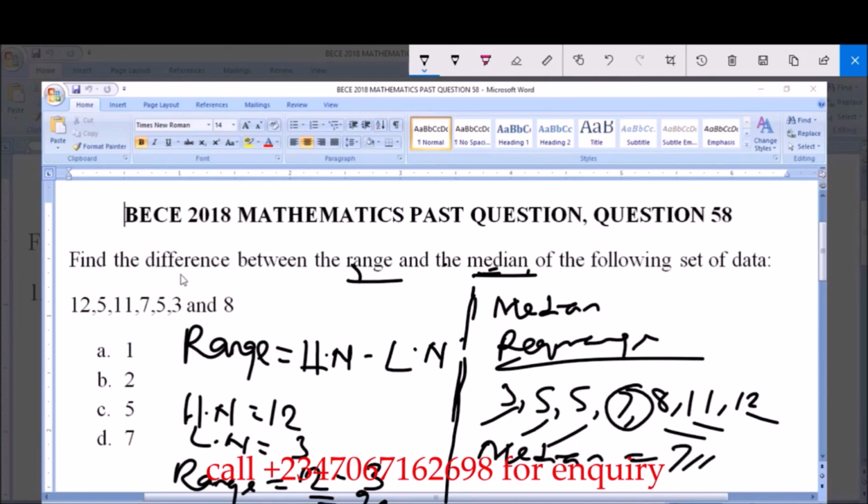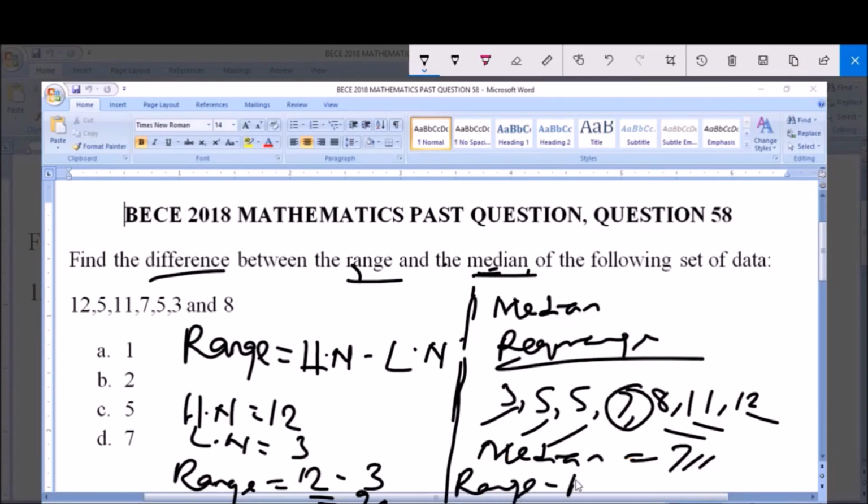Now the question says the difference, that is subtraction. So we have to subtract the median from the range, and so therefore the range minus median will be equal to 9 minus 7, and this is equal to 2. So therefore the answer is 2. The range is 9 and the median is 7, so the range minus median will give us 2.